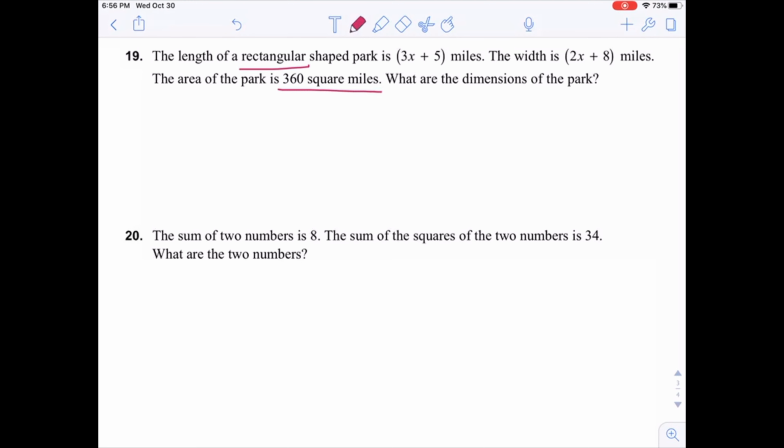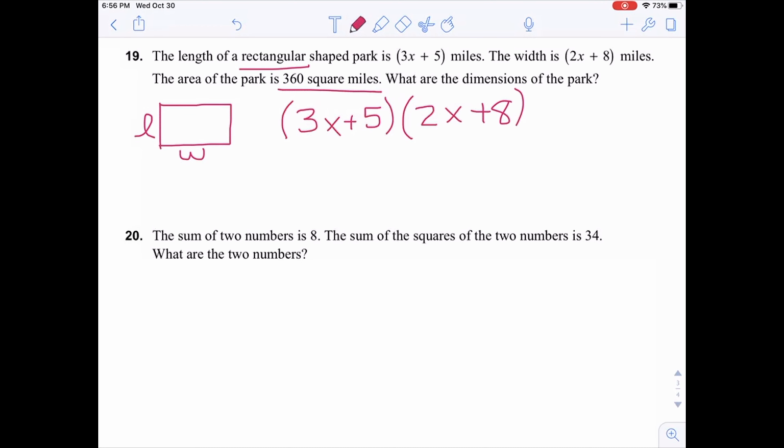So we're going to have to remember that when we're finding the area of a rectangle, we have to take the length times the width. So that means we're taking our 3x plus 5 times 2x plus 8. Well, and this whole thing equals 360.